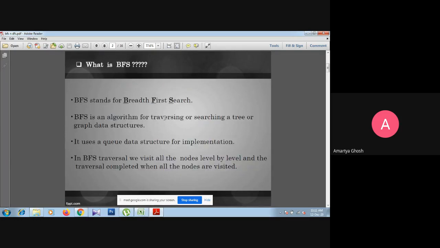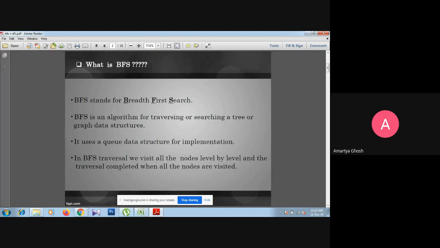Now we will go to the first topic, BFS. BFS stands for breadth first search, all of you already know. BFS is the algorithm for traversing or searching a tree or graph data structure. That is also discussed, because searching means you have to traverse first. Then, it uses a queue data structure for implementation. That is also discussed, and we can very easily remember it according to the first letter. Clear to all of you? Okay.